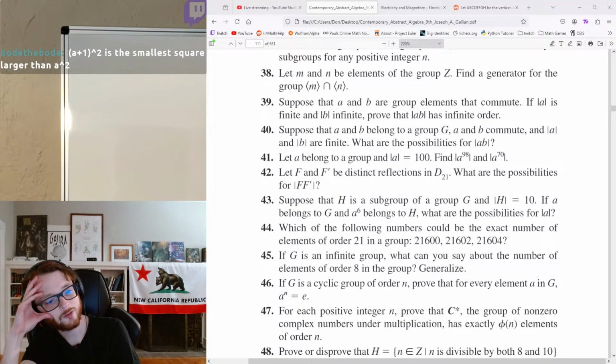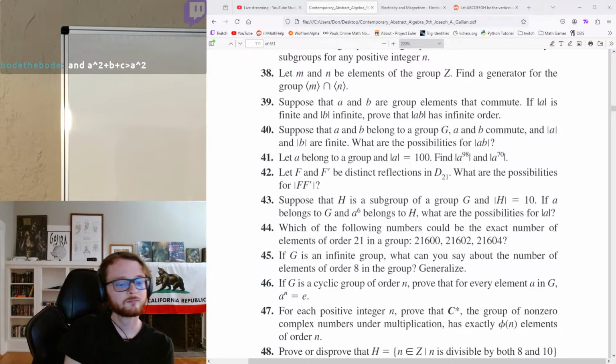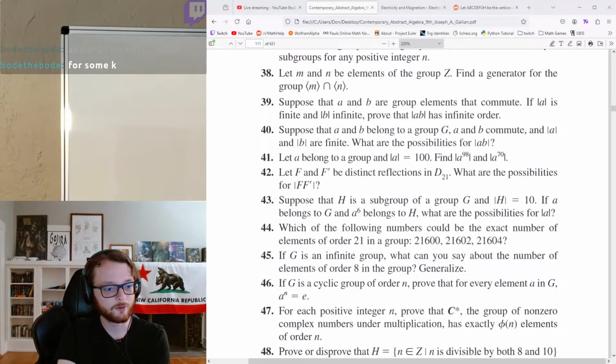a plus 1 squared is the next square larger than a squared. Okay, but if a equals 4, b equals c equals 1, does this check out? 4 squared plus 1 greater than or equal to 4 plus 1 squared. No, that's 17 is greater than 25, right?